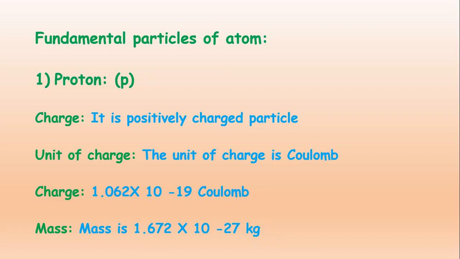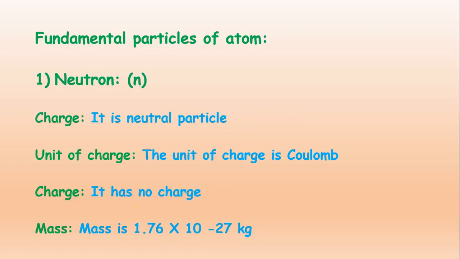Now what about the properties of the proton? It is a positively charged particle, and it is represented by small p. Unit of charge is coulomb, same, and the charge is 1.602 into 10 minus 19 coulomb, and the mass of the proton is 1.672 into 10 power minus 27 kilogram.